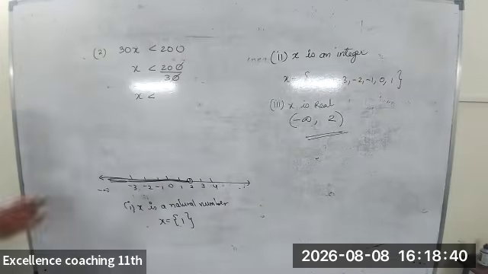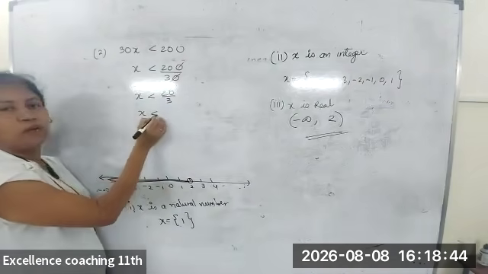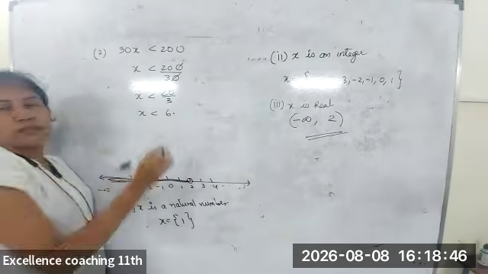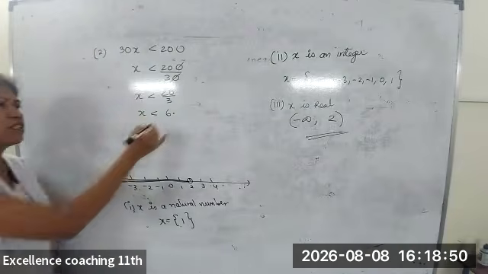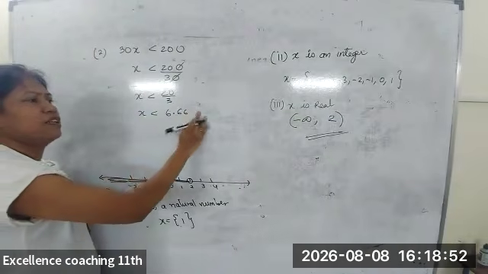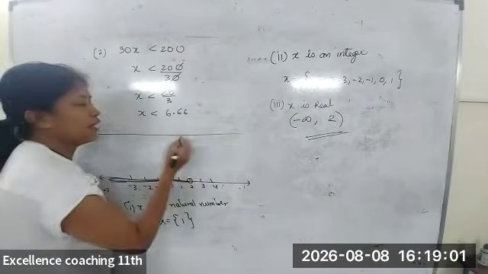20 upon 3. Either you can leave it as a fraction or just for knowing how much it will be, 6.66 is approximately around like this. Okay, 6.66 you can keep. While writing answers, we'll write those only. Other, just on the number line for your reference.